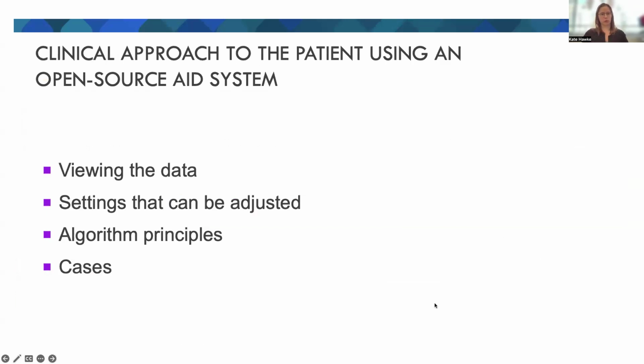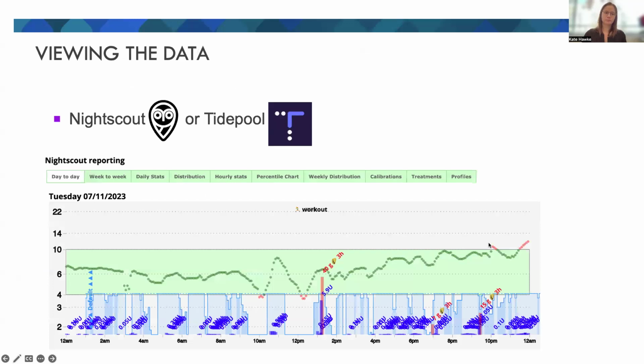Coming to the clinical approach to the patient using an open source system. So we'll start with viewing the data. Nightscout or Tidepool can both be used to view open source data. I'm displaying Nightscout here, and you'll see that for an individual patient's Nightscout, this is going to be a URL that is built, so it's not within a clinic platform in the way that Dexcom Clarity or similar is, with patients accepting an invitation. It's rather the patient providing their Nightscout URL, which can have token codes to protect privacy.